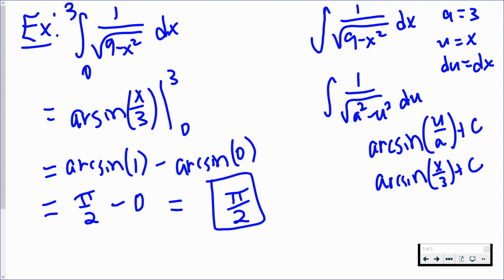Okay. Guys, we can still do all the same things we've done before with integrals. We can find particular solutions. If we're working backwards, maybe they give us a derivative and an initial condition. We could find average value. We can still do all the same things that we normally do with integrals, except now we just have 2 new rules for inverse trig.